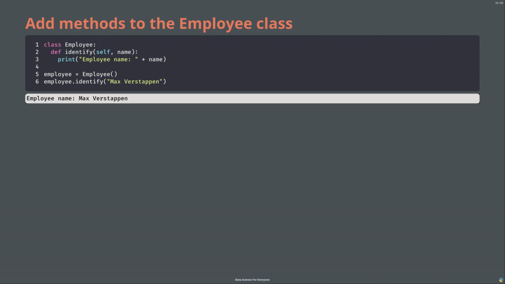To see it in action, we create a new employee object by calling the class name. Then we call employee.identify and pass in the name we want. Notice something interesting here. In the method definition, name is the second parameter, but when we call the method, we only pass in one argument. That's because Python automatically handles self behind the scenes. We don't need to include it when calling the method.